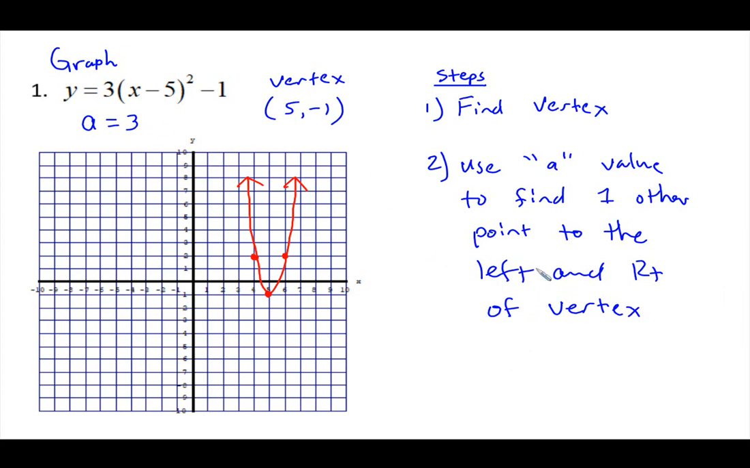So, quick review: from the vertex, always move to the side one time. And then whatever a is, if a is positive, you're going to move up that many times. If a is negative, you're going to move down that many times. All right, so let's take a look at another example.